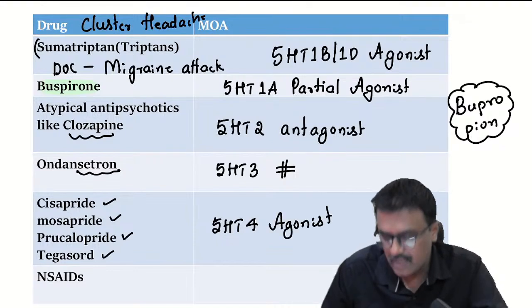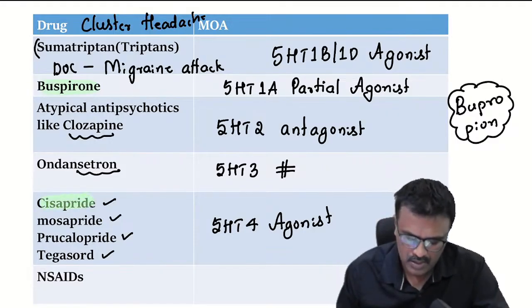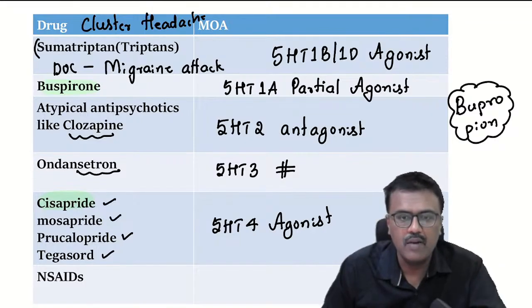So they can ask you the mechanisms. I told you what question is asked about cisapride. It can cause QT prolongation and it has already been banned.